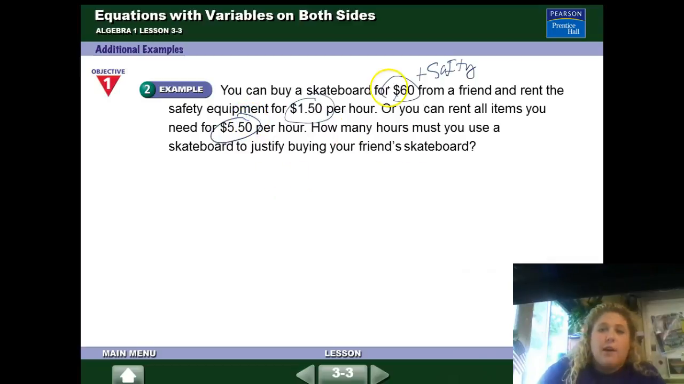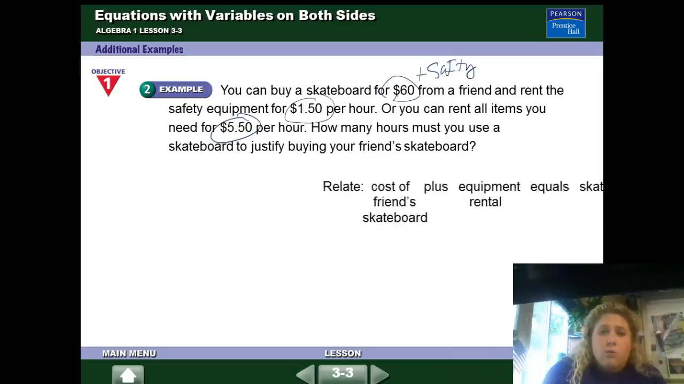So we need to figure out at what point in time is it better to either just rent or to buy the skateboard. Like how many hours would you have to ride on your skateboard for it to balance out? So we're going to set each side equal to each other because we want to figure out when they're equal. The problem is unlike the previous one, that information was not given. You need to create that in this example. So what can we do?